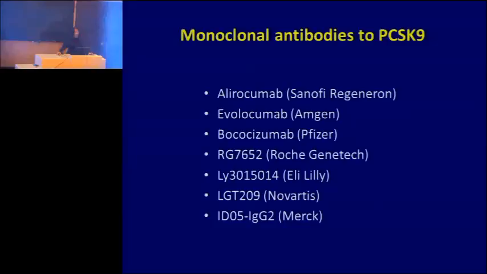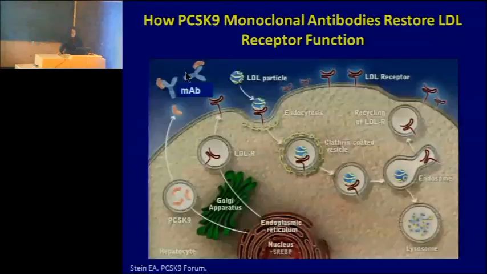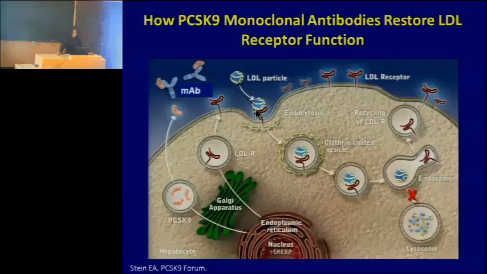So how does the PCSK9 monoclonal antibody work? So here's the kidney bean PCSK9 here again, and here's your monoclonal antibody. What that does is it binds to the protein and essentially prevents it from sticking to the LDL receptor. So when that LDL and receptor complex gets endocytosed, the kidney bean is not there, and so the LDL receptor is not broken down, and so it can go back to the cell surface and do its job.